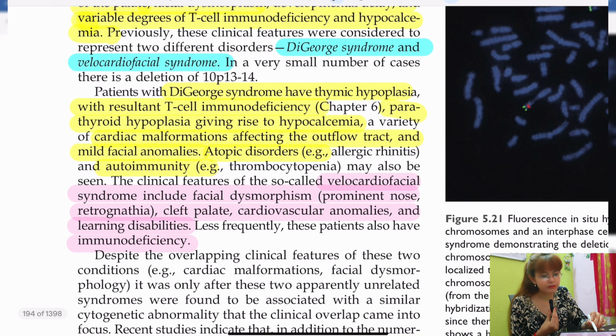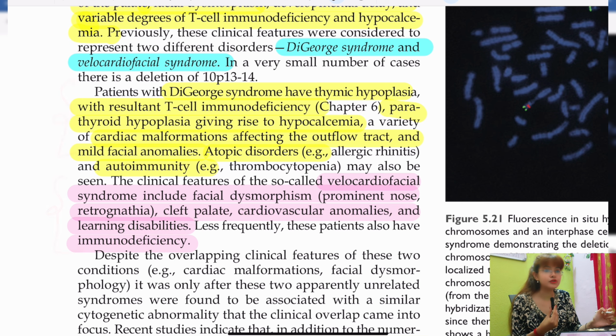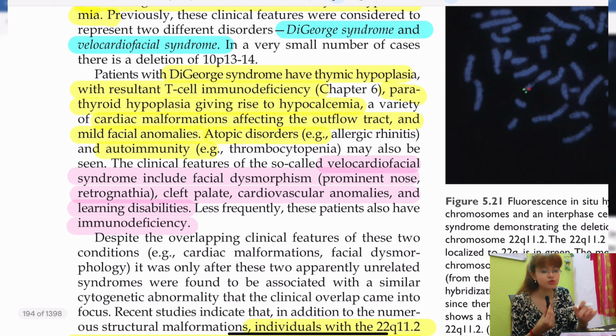And if you talk about the velocardiofacial syndrome, then they especially have facial dysmorphism, which means prominent nose, retrognathia, cleft palate, cardiovascular anomalies, and learning disabilities, and they also have immunodeficiency. So in the MCQ, be very careful about these clinical features. They may point to velocardiofacial syndrome as well, because it has the same kind of mutation happening as in DiGeorge syndrome. The answer may not be DiGeorge syndrome, because you need to pay attention to the clinical features very, very importantly.